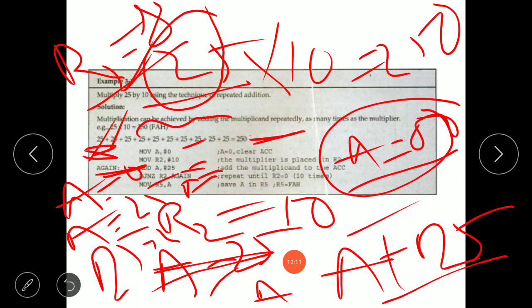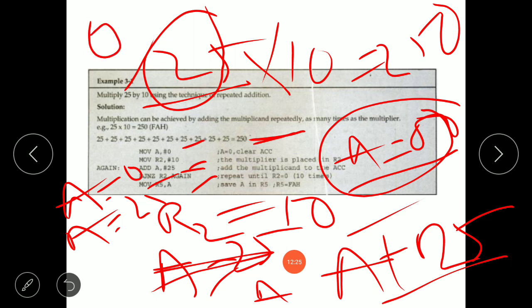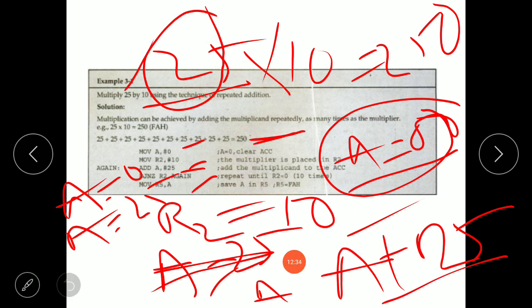In this way all the ten 25s will get added, and the result 250 will get stored in the accumulator. Once all the 25s are added and R2 has been decremented to 0, it will no longer jump to this loop again. Now it will come to the next instruction, MOV R5, A, which means whatever result is stored in the accumulator, that is 250, will now get stored in R5.